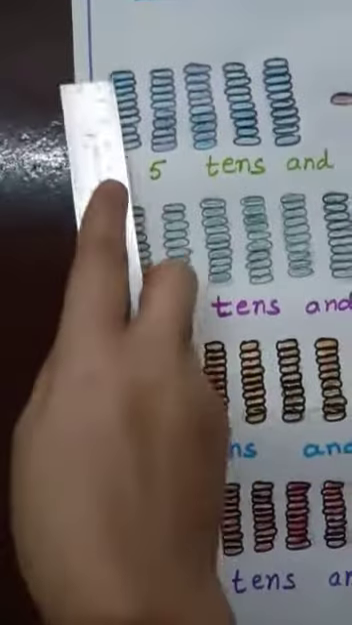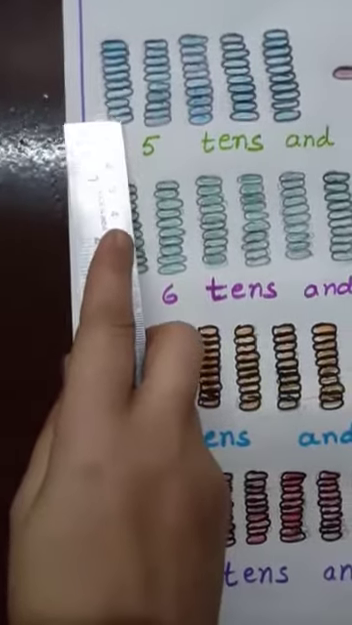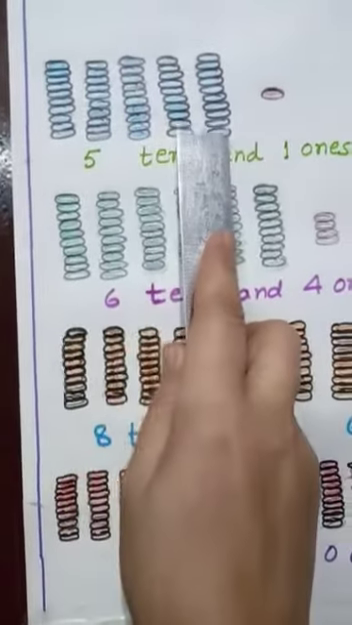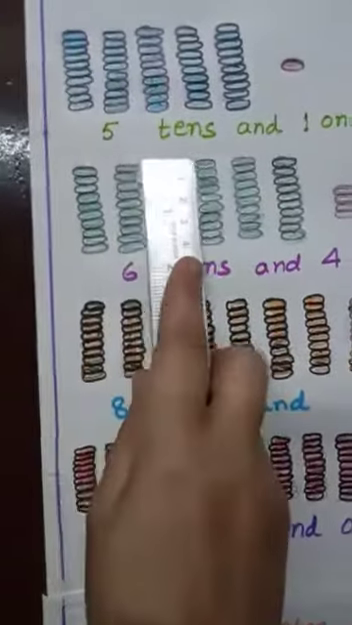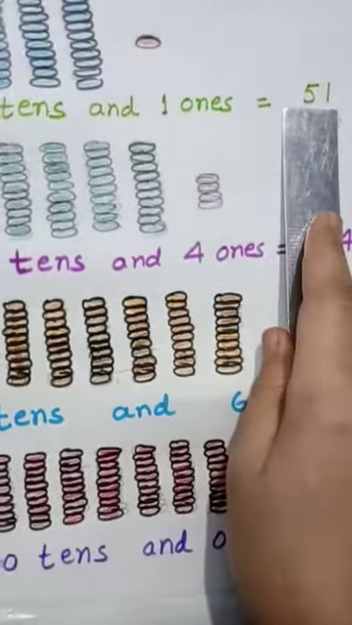Here is one group. In one group, there are 10 coins. So 10, 20, 30, 40, 50. It means 5 tens and 1 one equals 51.